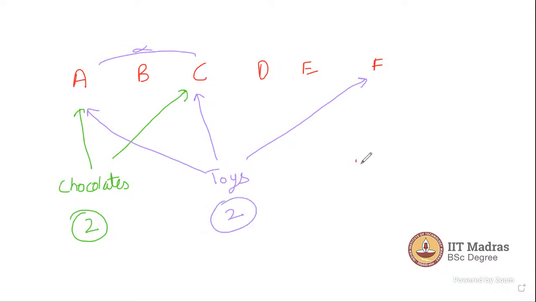Okay, next, the last is the flower bouquet. It can go to any of the remaining 4 students. So it is 2 into 2 into 4. Yes, that's 16. Thank you, sir.